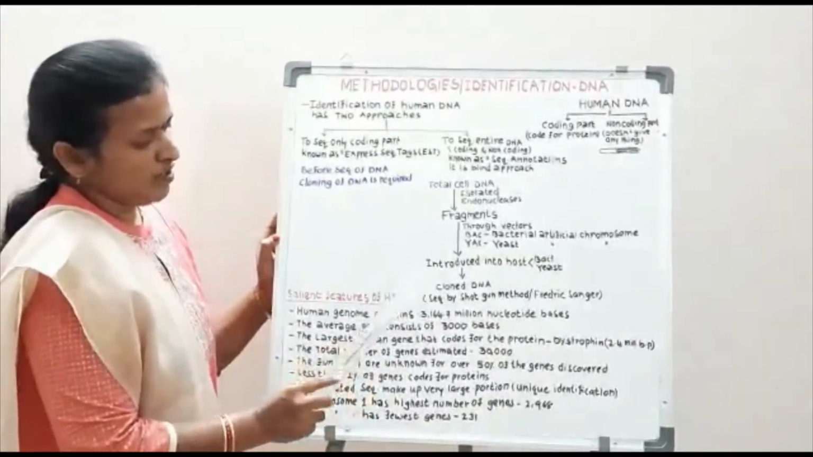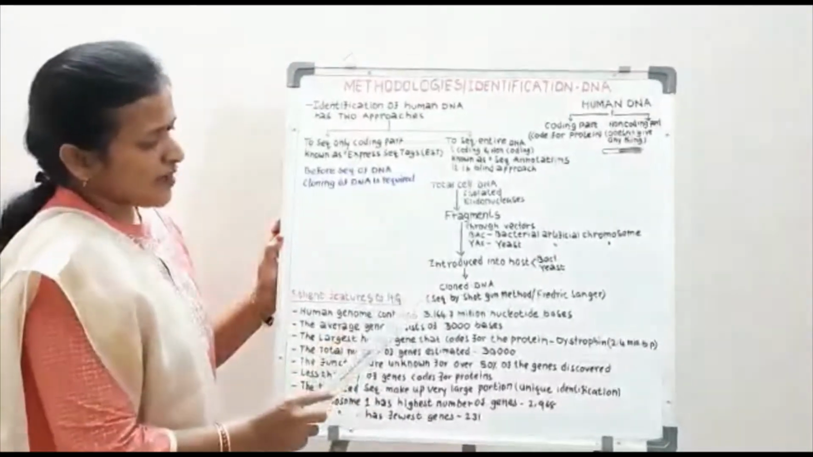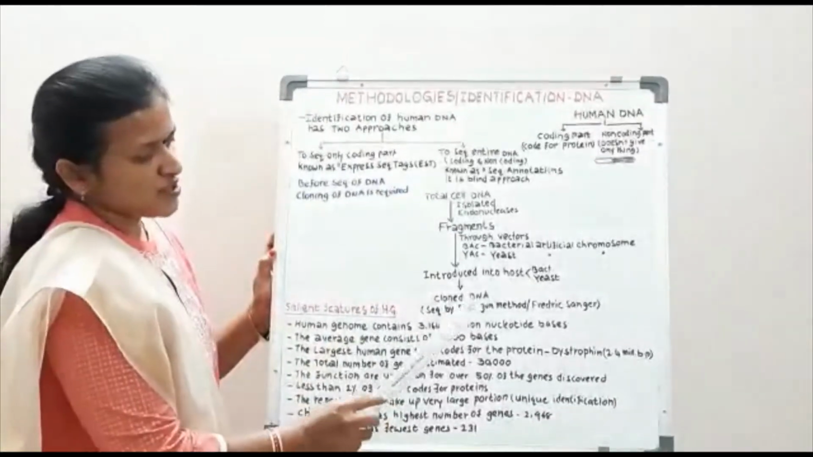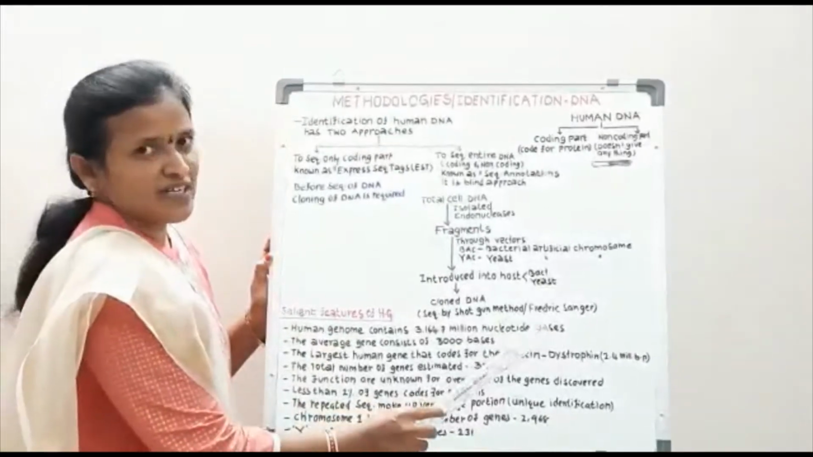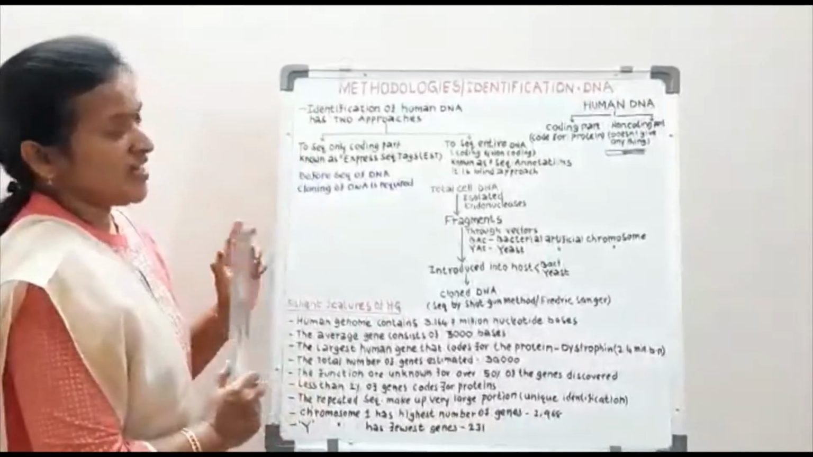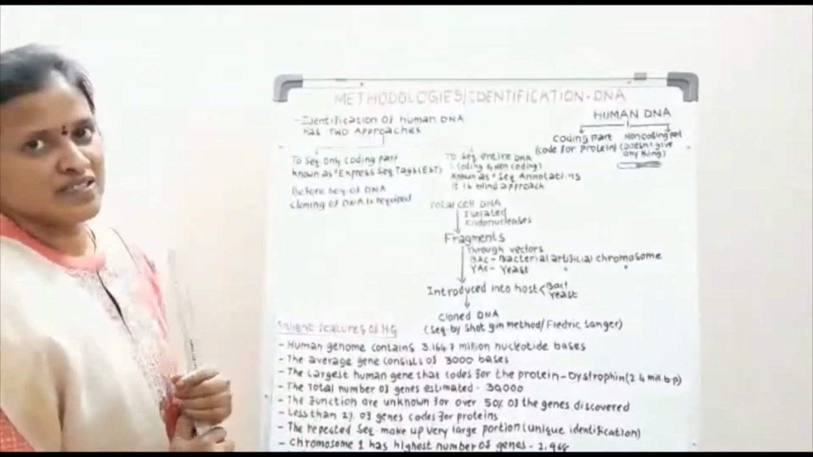Through this vector, these fragments are introduced into the host where the cloning of DNA takes place, or the DNA is ready to clone. And for the entire process of sequencing of DNA, there are two methods. One is the shotgun method, the other one is the Frederick Sanger method. By this process, the DNA sequencing is done.